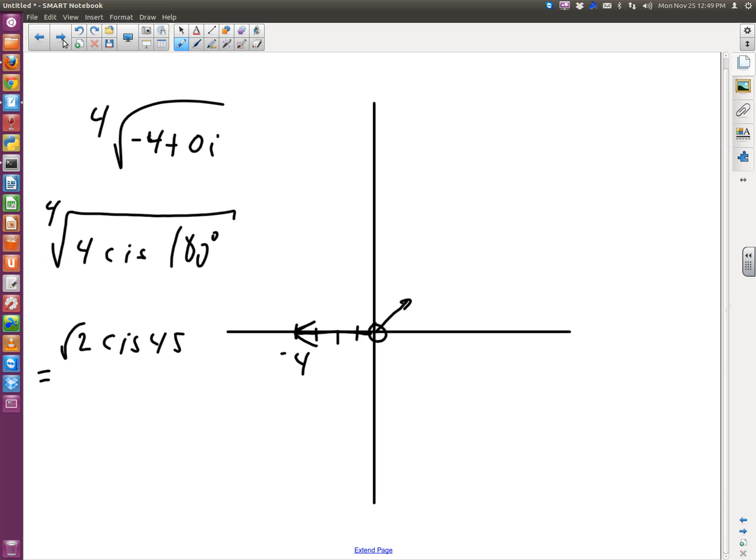90. All right. So remember, this is rad 2 cis 45. Add 90 degrees. What do you get? 45 plus 90 is 135. All right, so you have the vector of the same length at 135 degrees. That's rad 2 cis 135. All right, add 90 again. 225. Rad 2 cis 225. Add 90 again. How much? 315. So rad 2 cis 315 degrees.